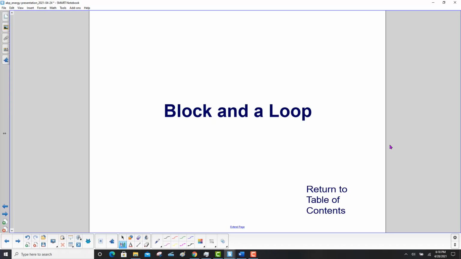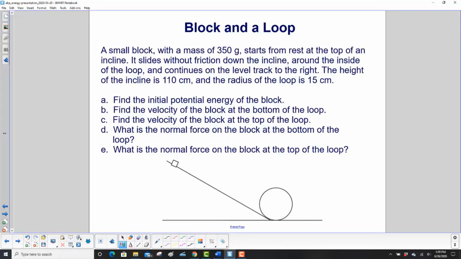A block and a loop. A small block with a mass of 350 grams, so right away we have an issue, right? We have to convert that to kilograms. It starts from rest at the top of an incline. It slides without friction down the incline, around the inside of the loop, and then continues on.